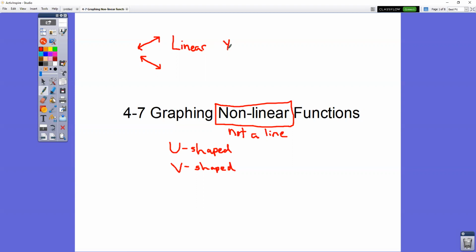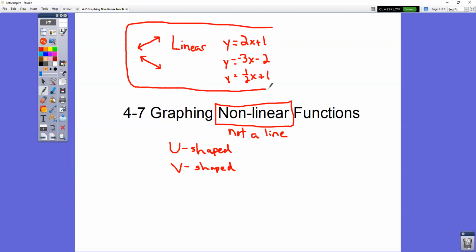Linear equations look like this: y equals 2x plus 1, or y equals negative 3x minus 2, or y equals 1/2 x plus 1. All right, those are all linear graphs. All of those, if we graphed them, they would form a straight line.